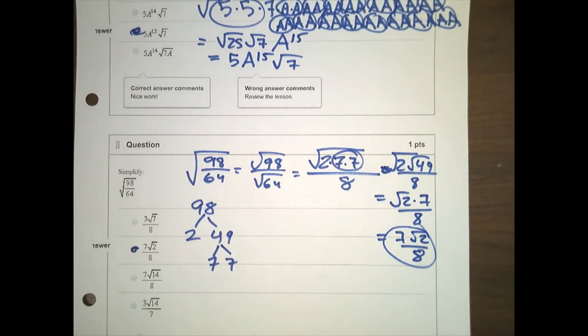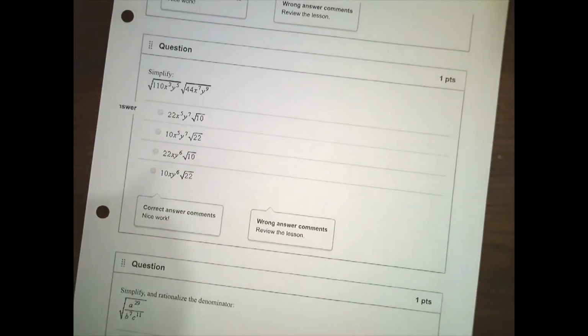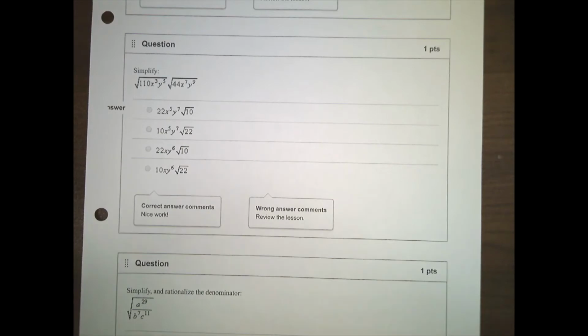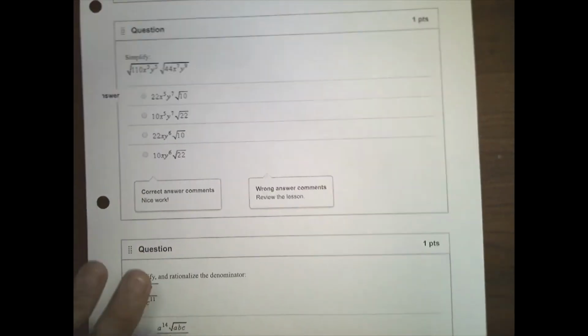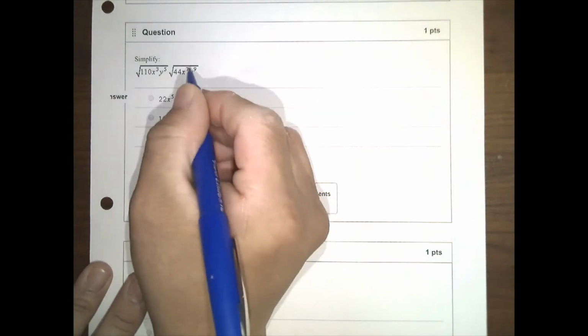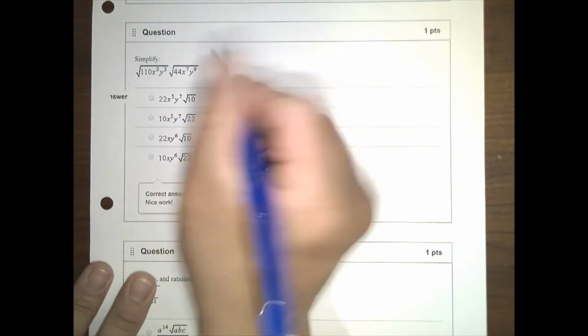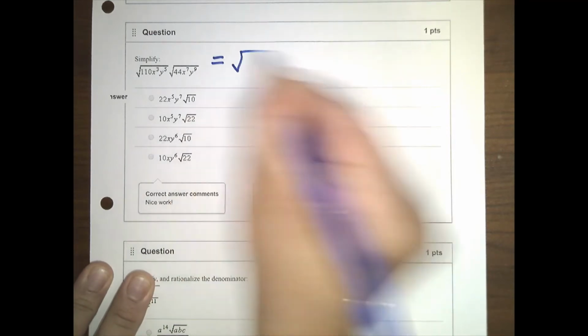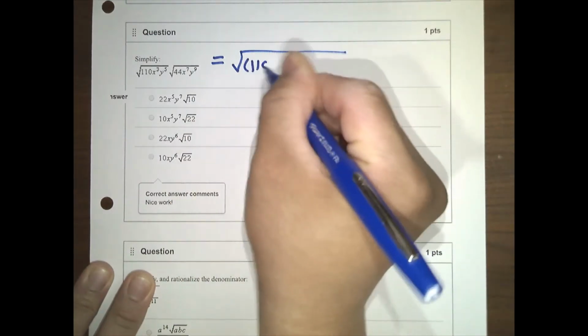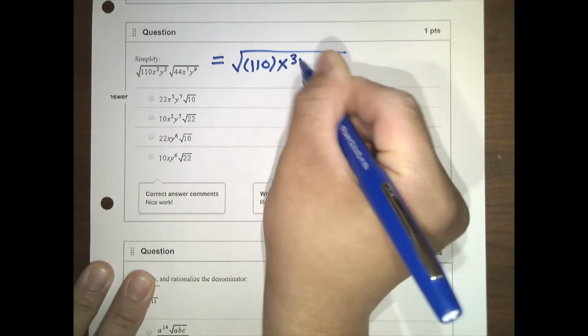All right, so I hope that you are enjoying this so far. So let's look at another one here. So we have the square root of 110 x to the third y to the fifth times the square root of 44 x to the seventh y to the ninth. So I can actually combine these under one square root if I would like to. So here we go.